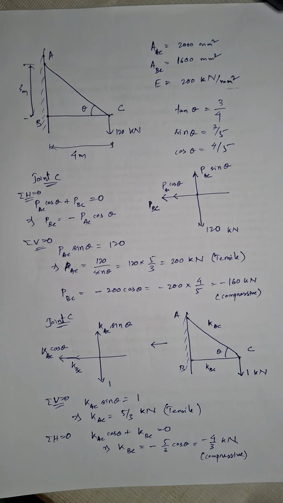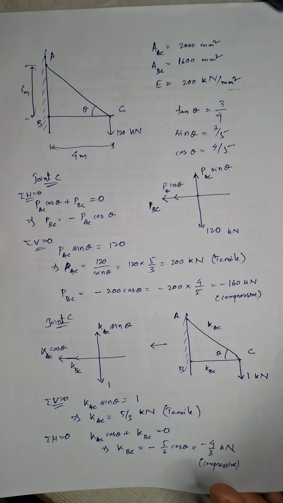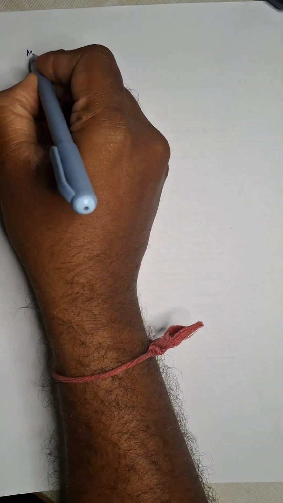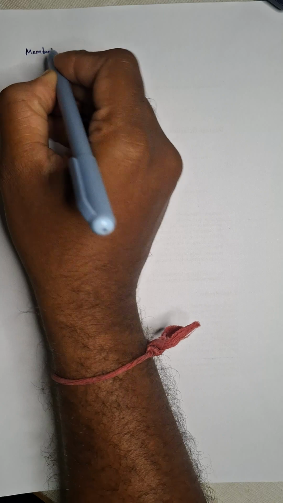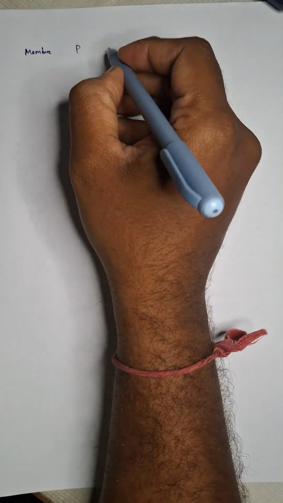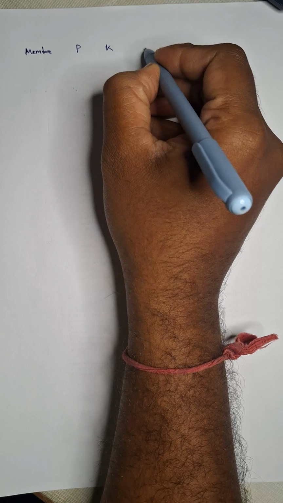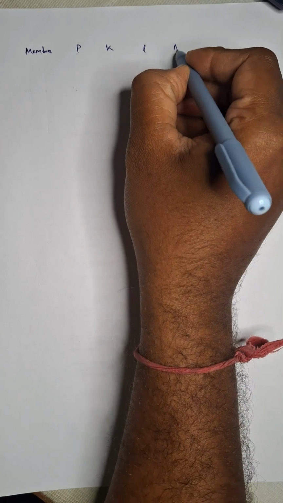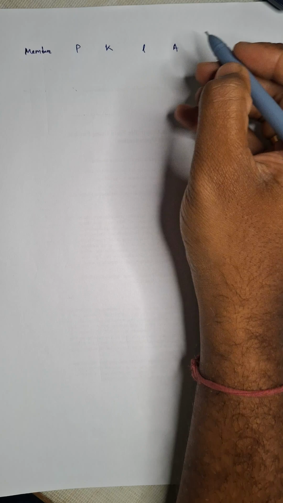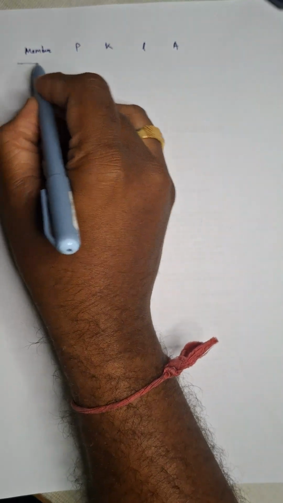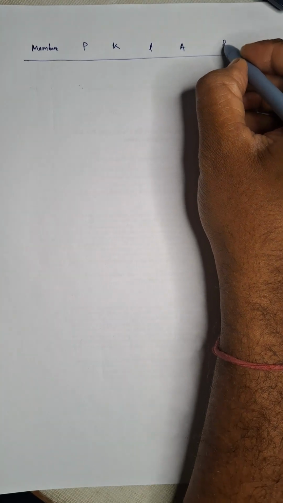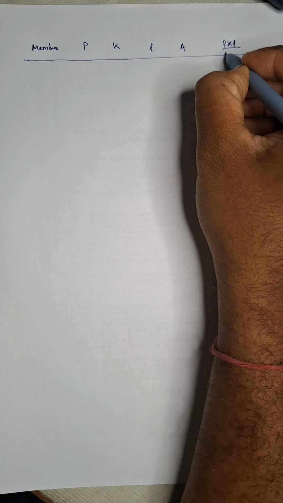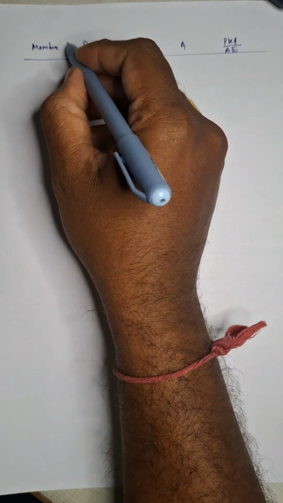Okay, now we need to draw a table where all the member forces we can write. So let's draw. First is member, next is P, next is K, next is length and area. Modulus of elasticity is constant for every member, so the term is not required. The last one is PKL divided by AE.